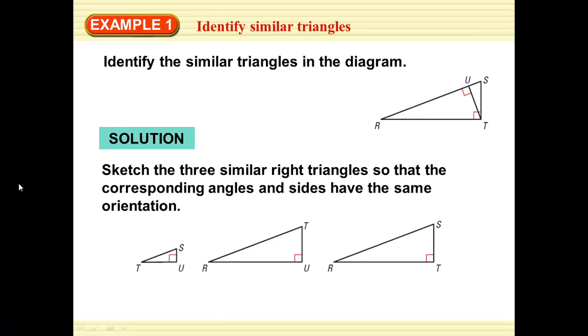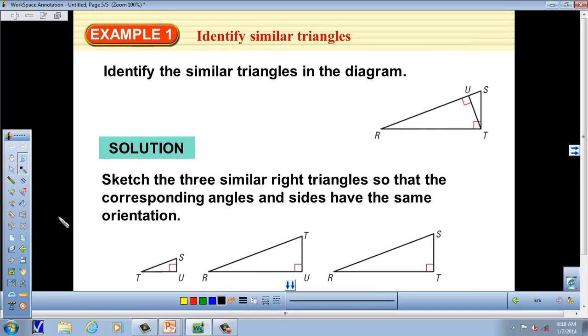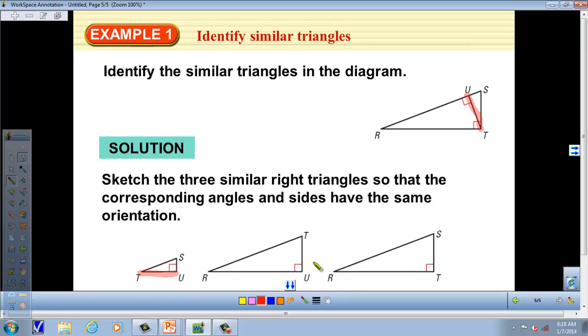Now, there are 3 parts here that are very important. The first part, this leg right here, very important. If you notice, it's in 2 of the triangles. Here's TU, and here is TU. So it's the long leg on the smallest triangle. It's the short leg on the medium-sized triangle.